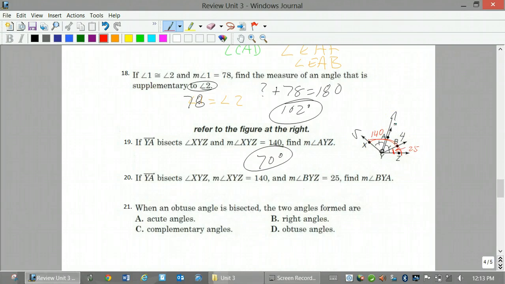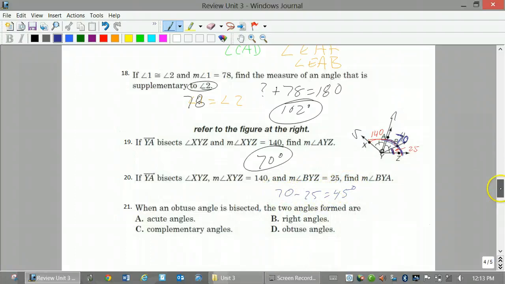Okay, so we learned that these two are congruent because it bisects it, so that this bit right here that I'm going to highlight in blue, that bit right there is going to be 70. Okay, so now if that's 70 right there, and this little guy right here, that red one, was 25, then that means 70 minus 25 is going to be BYA. So 70 minus 25, 45 degrees.